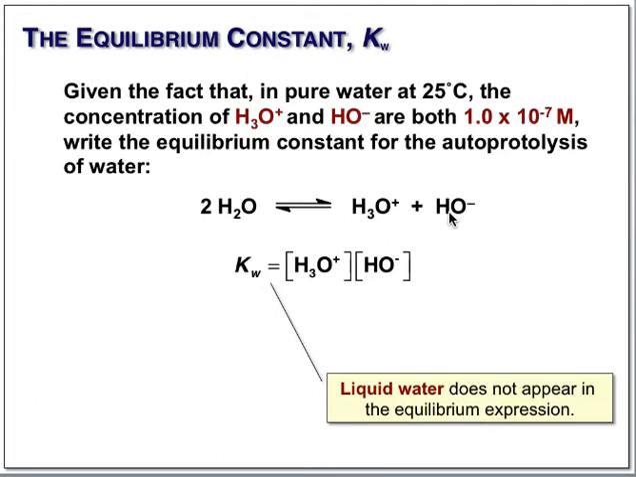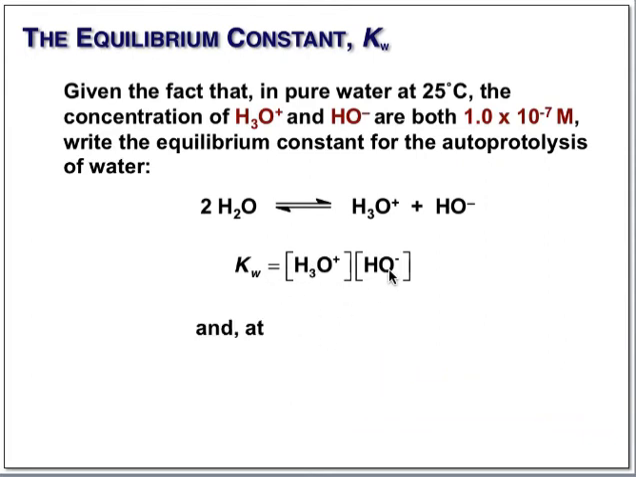Therefore, Kw, the equilibrium constant for this, is simply hydronium times hydroxide. This is the value that we wrote as 10 to the minus 14, and again we refer to this as Kw, where W stands for the autoionization of water.